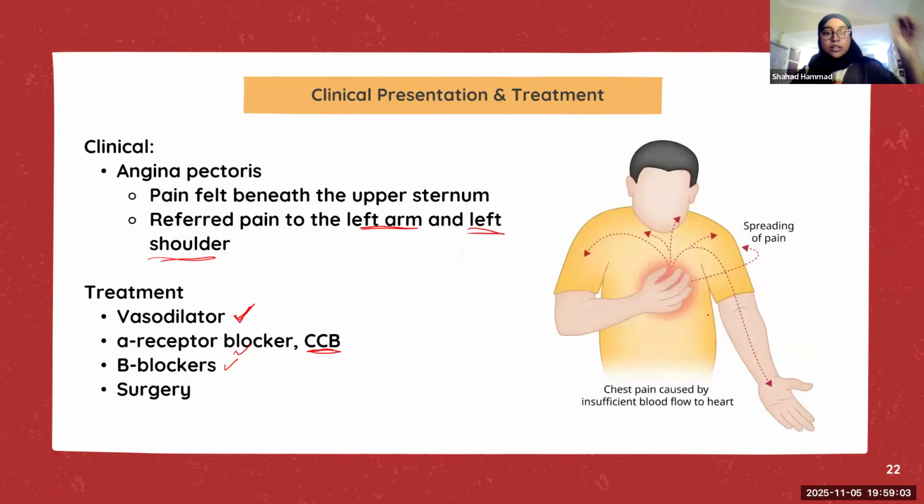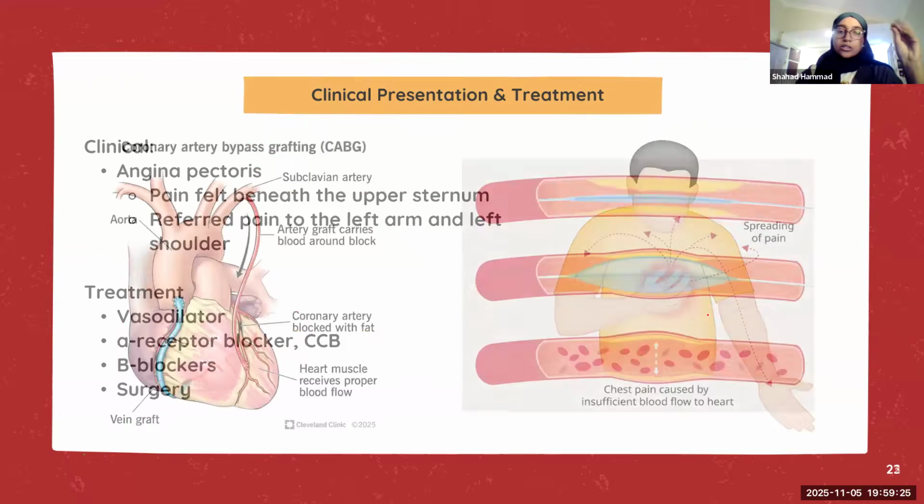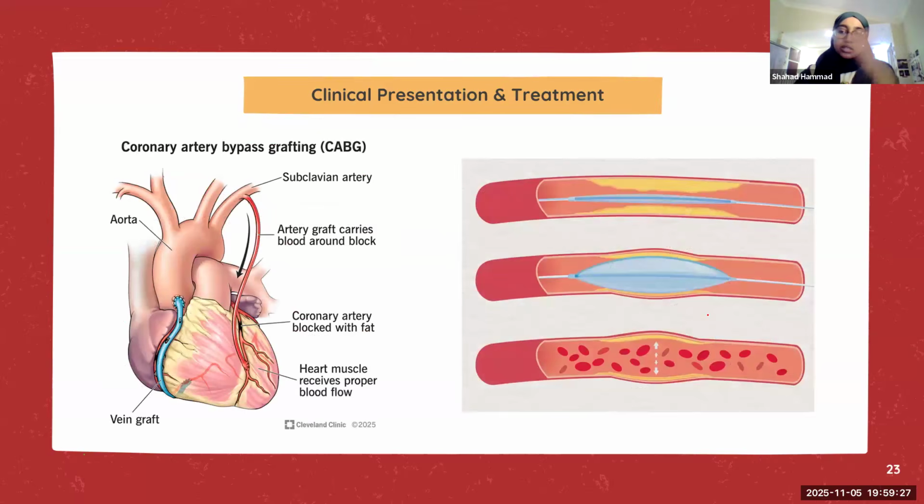So again, know the angina pectoris. This is a very important and significant clinical presentation. Pain felt in the upper sternum radiating to the left arm and shoulder. Know the basic idea of the treatment. We need a vasodilator and the sympathetic and parasympathetic blockers, alpha receptor blocker and beta blockers, calcium channel blockers, all those. And know the two surgeries, which is the CABG and the angioplasty or the angio balloon.